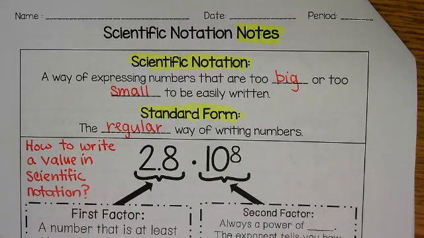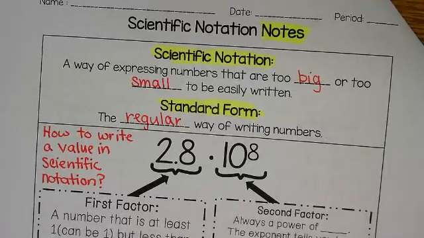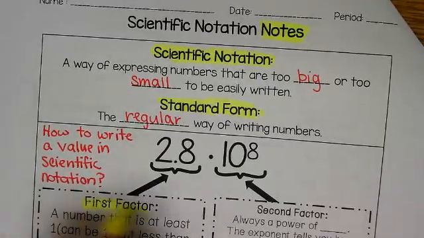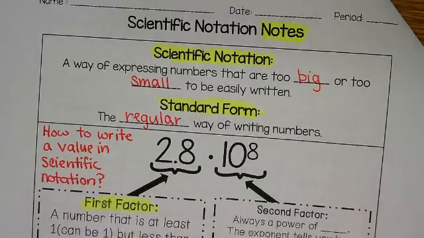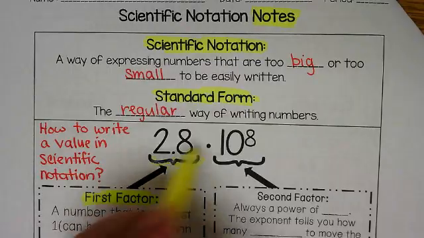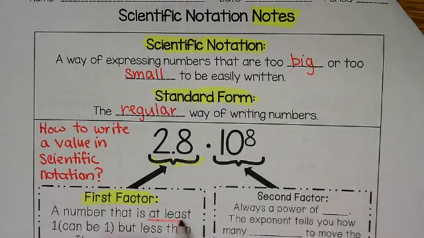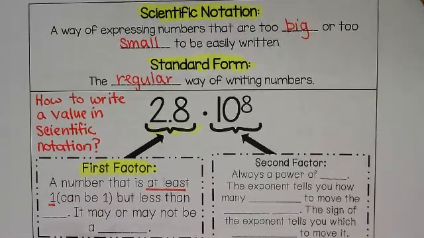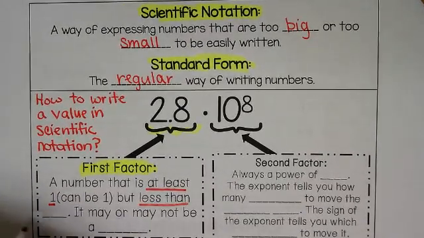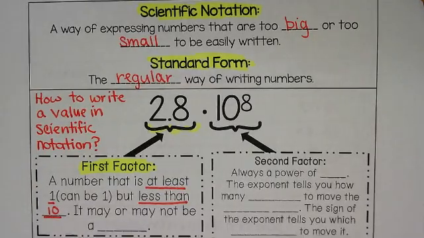Okay, so we're going to break this next section, and they did a very nice job for us right here. So your first factor, and vocabulary is really important this year. Factor means a number that is in a multiplication problem. This is the first factor, 2.8. This is the number that is at least 1. It can be 1, but at least 1, but less than 10. At least 1, but less than 10.